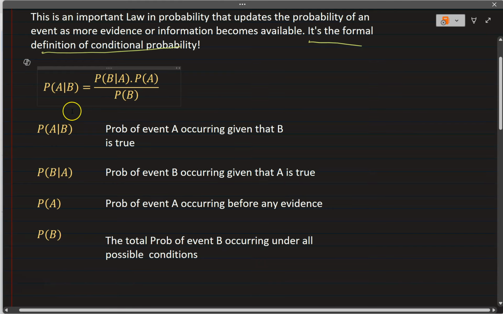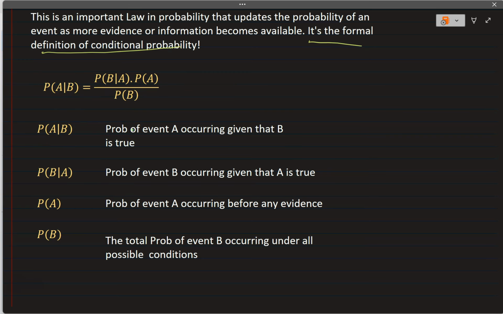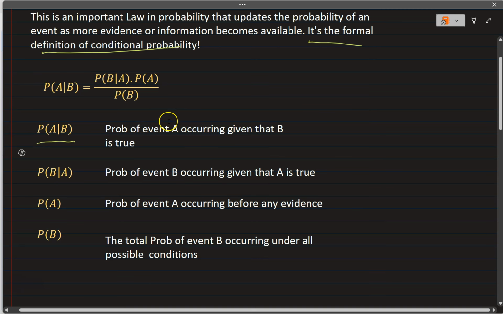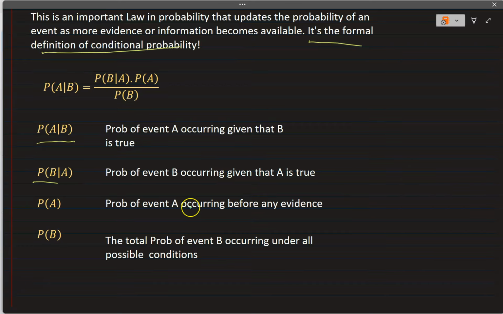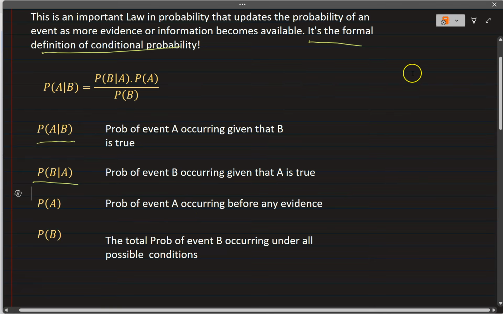So the first piece, probability of A given B is exactly that. So we know that B is true, so we want to find out the probability of that event A happening. Then probability of B given A, the second piece right here, is the probability of event B occurring given that A is true. Okay, so that's the likelihood probability.